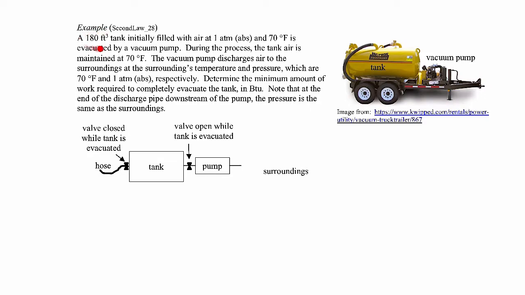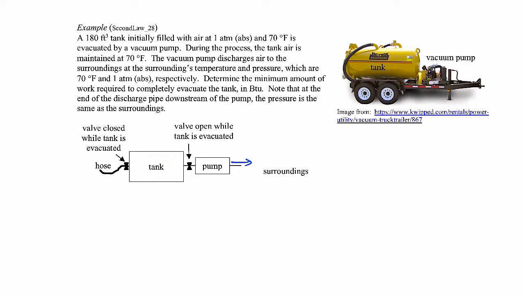So we have this tank. We're given a certain volume for it. We're told that the air in there is at a certain pressure and temperature. And then it's being evacuated by a vacuum pump. So this valve is closed, so you don't have to worry about the hose part. This valve is open, and we're pulling the air out of the tank through the pump. And then the vacuum pump, we're told, is discharging the air into the surroundings at the surroundings temperature and pressure, which are also 70 degrees and 1 atmosphere. So the surroundings are at the same conditions as the tank initially, which again is pretty realistic.